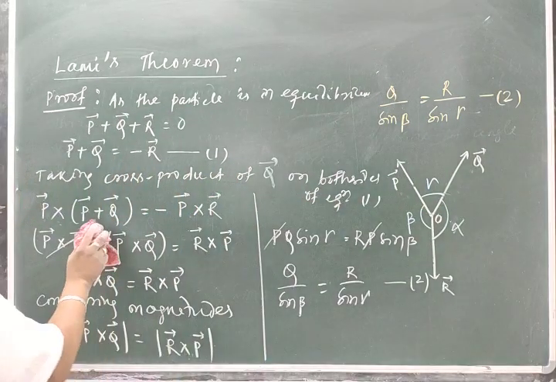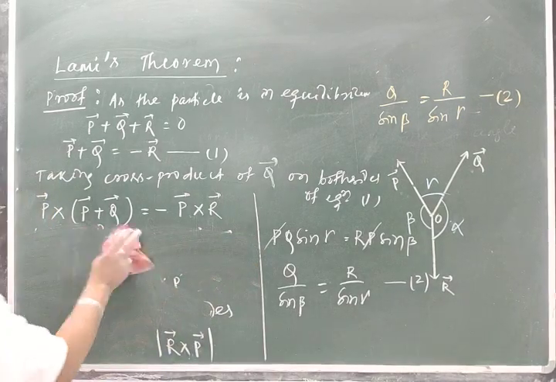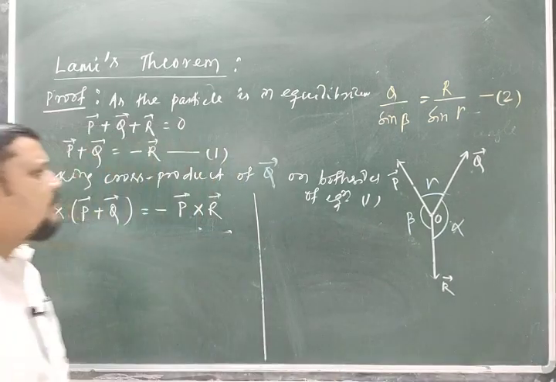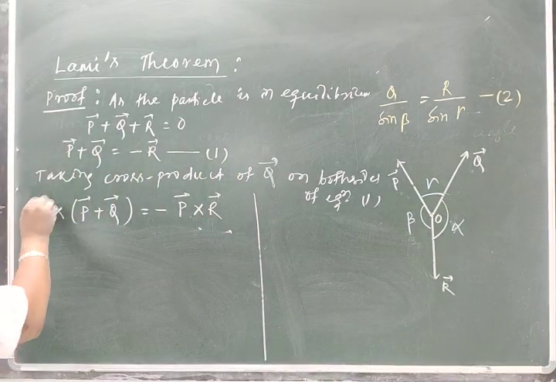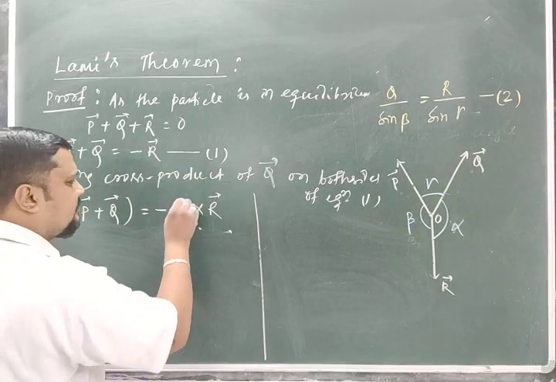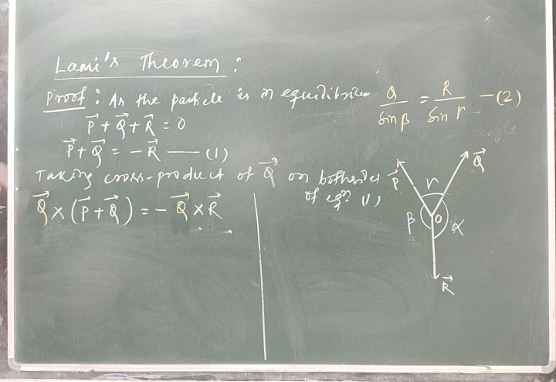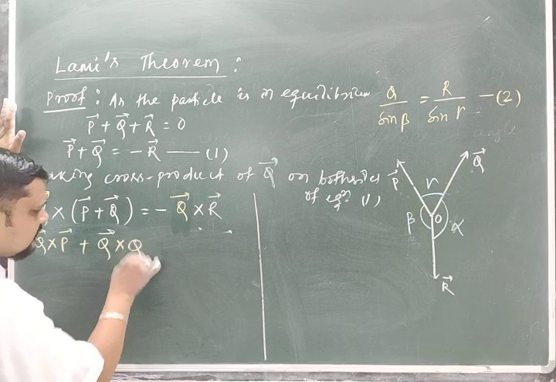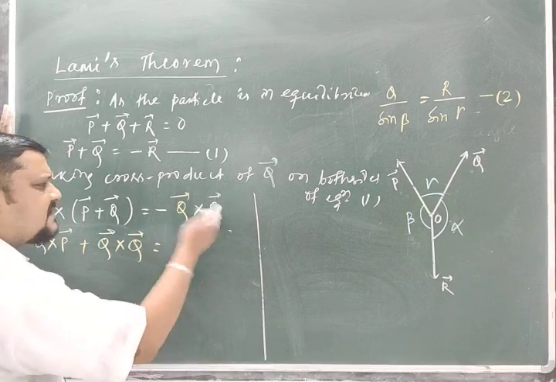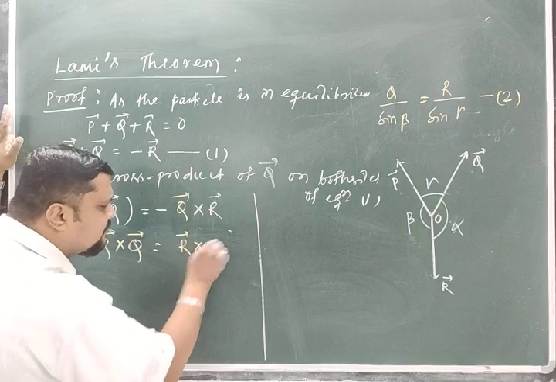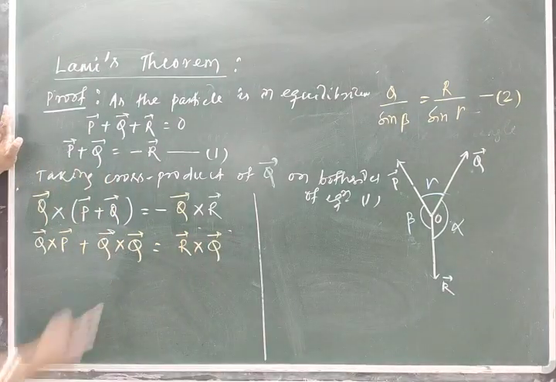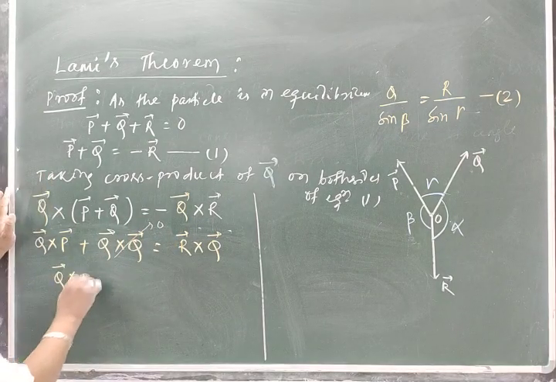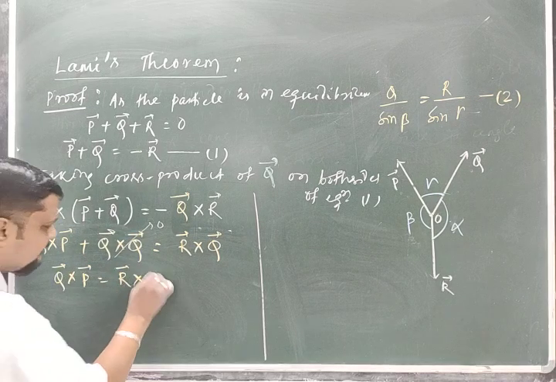Then I will go for the same procedure. Taking the cross product of Q on both sides of equation 1. So here I will do cross Q. Then if you do the cross product, Q cross P plus Q cross Q is equal to minus of Q cross R, which I can write as R cross Q. And the cross product of two equal vectors is 0. So Q cross P is equal to R cross Q.